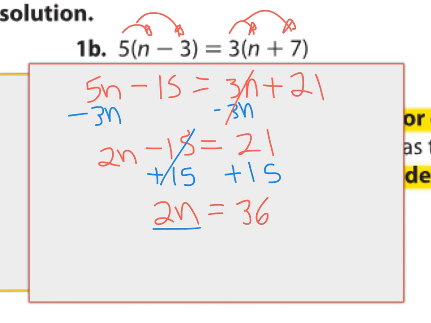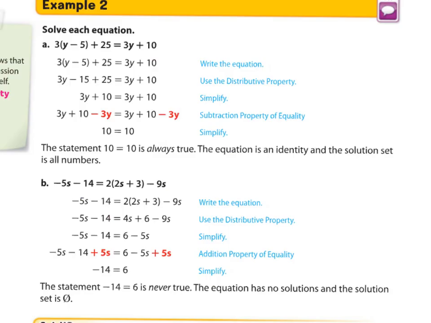Now I will use division property of equality to divide both sides by 2 so I can isolate the n. And right there the 2's are gone, so I'm left with n, and 36 divided by 2 is 18. And there you have it. Okay, I hope things are starting to make better sense for you.